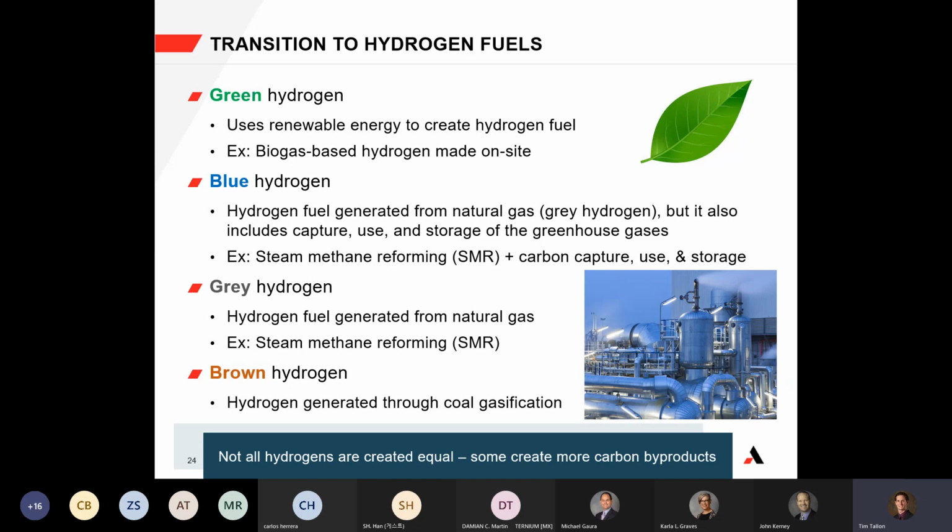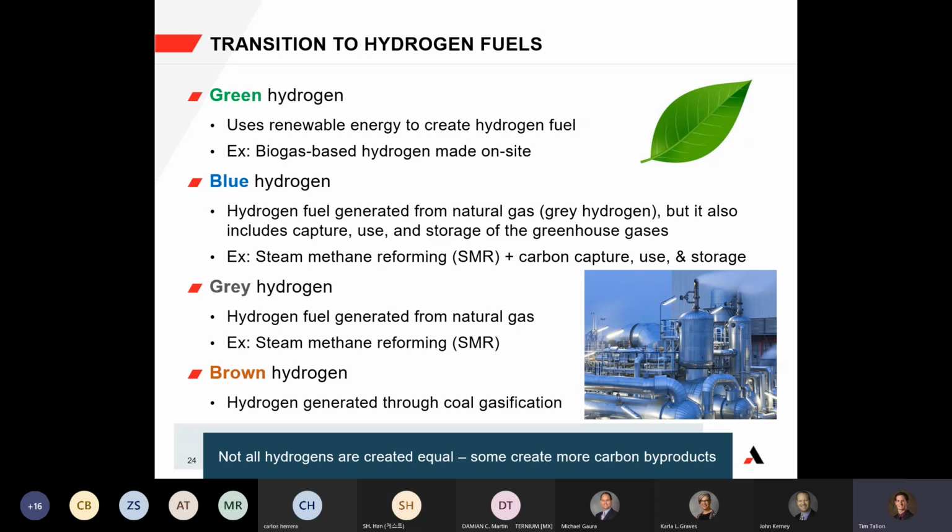There's also what they call blue hydrogen. Blue hydrogen is hydrogen generated from natural gas, but it also includes the capture and use of the carbon emissions, the greenhouse gases. One of the most emerging forms of hydrogen fuel in this type of blue hydrogen production is through the use of steam methane reforming with the addition of carbon capture and storage and use. So that's what they call blue hydrogen.